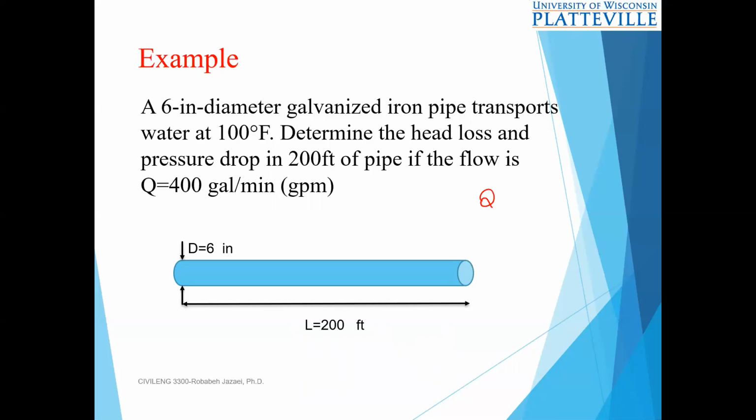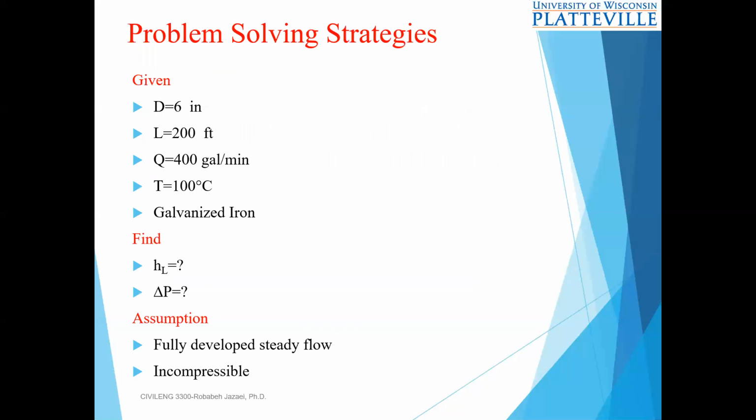So the flow rate is given. We know the diameter, we know the length. What we need is head loss. What is the head loss? And what is the pressure drop due to this head loss? Okay, how to solve such a problem in internal flow? Let's just review what we have and what we need to convert. We need to be very careful about units, what we need to find, and what our assumptions are.